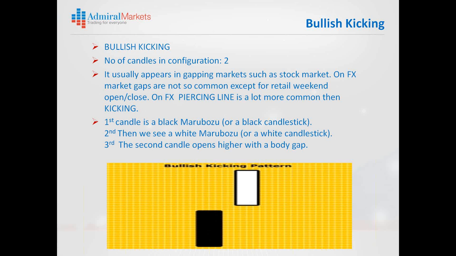It's different. The first candle is a Marubozu candle, or black candlestick. For the second candle, we see a white Marubozu, a white candlestick. And the third thing is that the second candle opens higher with a body gap. So this is a two-candlestick configuration. The first is a black candle, the second is a white candle, but it has a gap. And we don't trade the gap, because this is a bullish pattern. This is a stop-grabbing pattern.